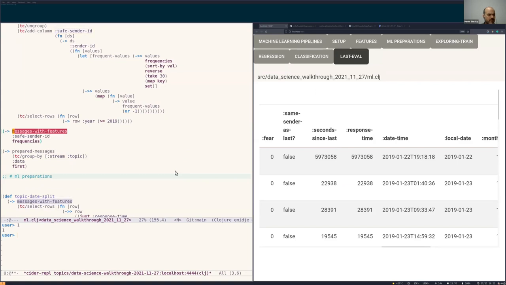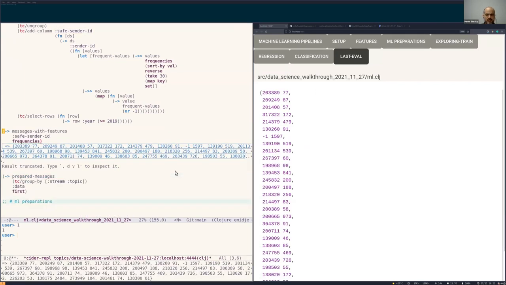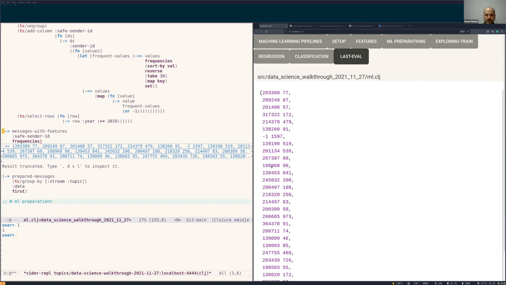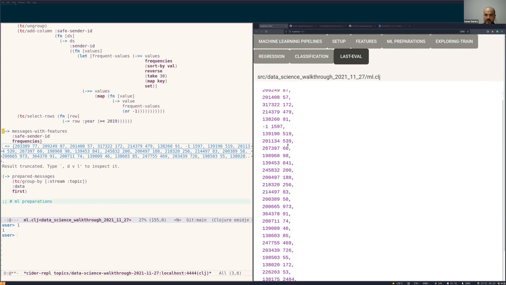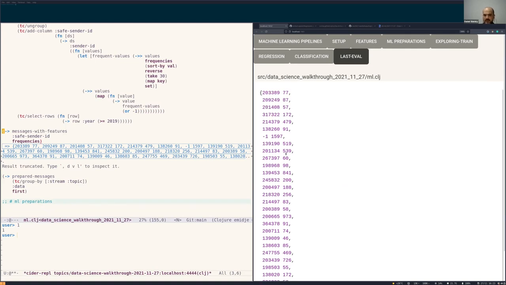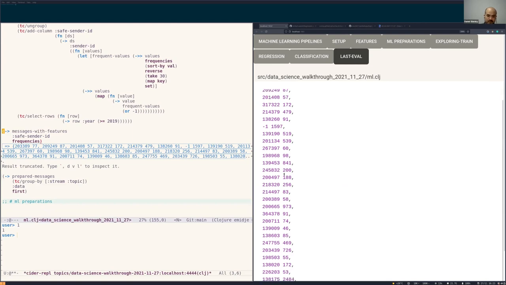And we look into, for example, this safe sender ID. You see that there are those 30 people who have been writing the largest number of messages.